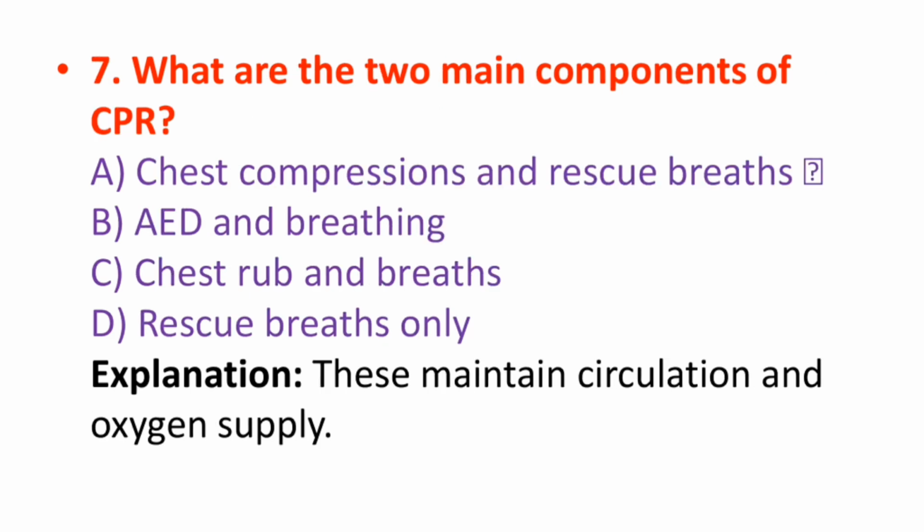What are the two main components of CPR? Option A, chest compressions and rescue breaths. Option B, AED and breathing. Option C, chest rub and breaths. Option D, rescue breaths only. The correct answer is option A. These maintain circulation and oxygen supply.